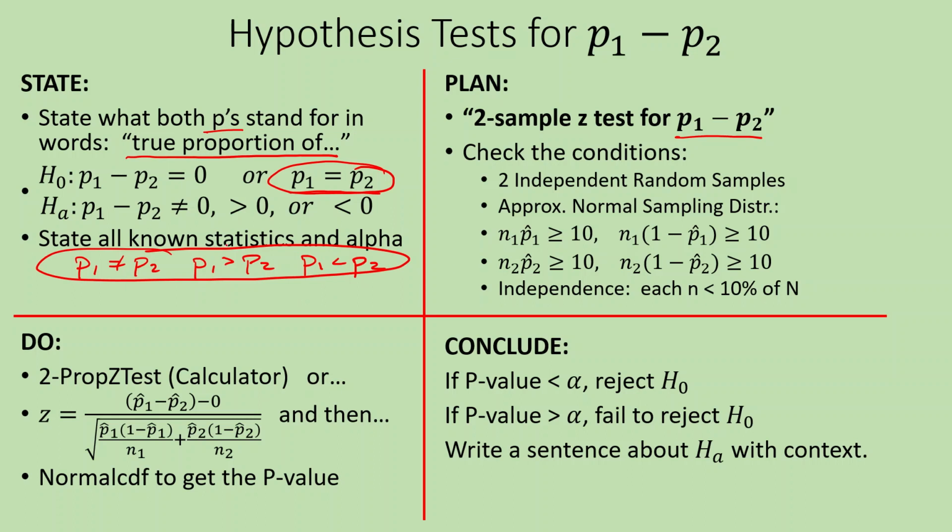And then list all of our known statistics and alpha. So we're back to having an alpha value since we're doing a hypothesis test. Remember, alpha looks like that. Right? And if we don't have an alpha, we use 0.05. All right, then we state the name of our test.